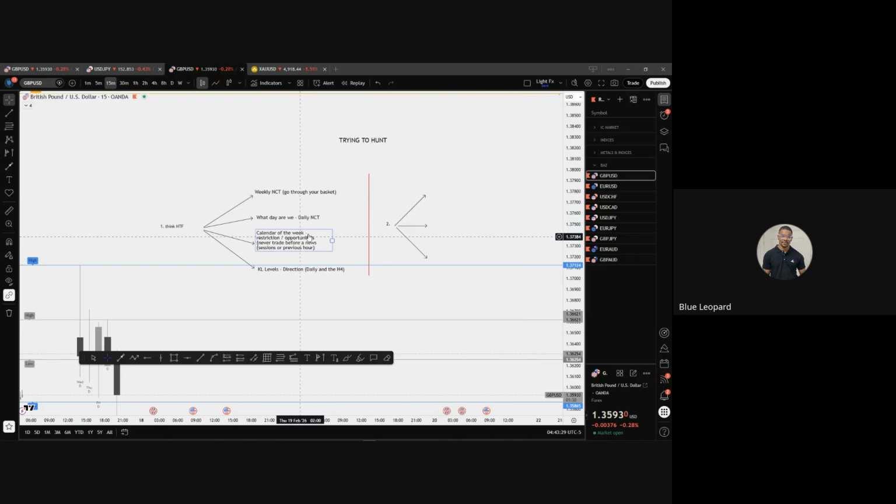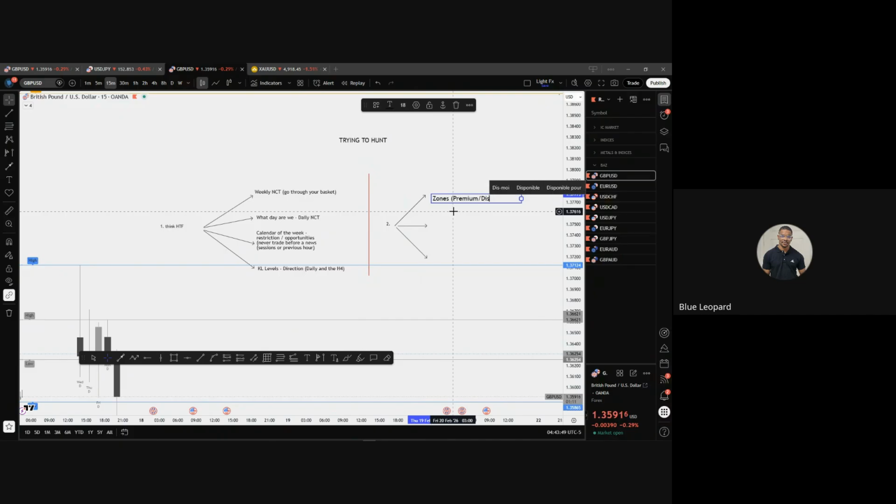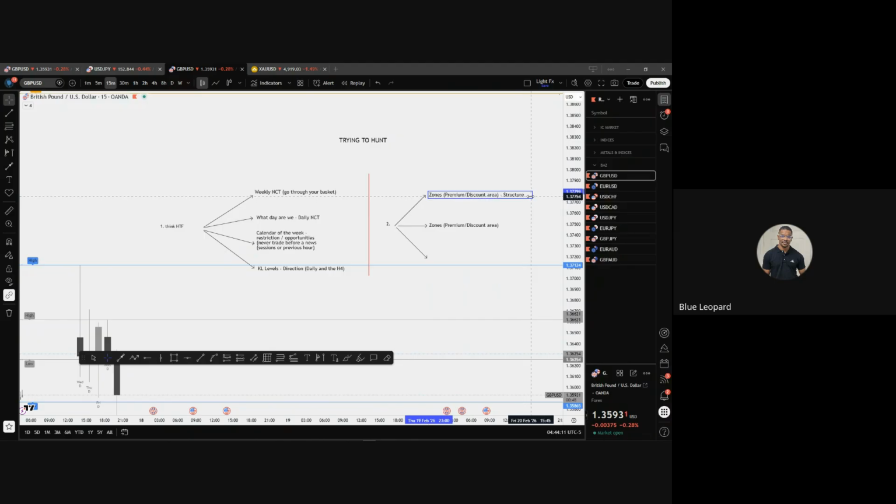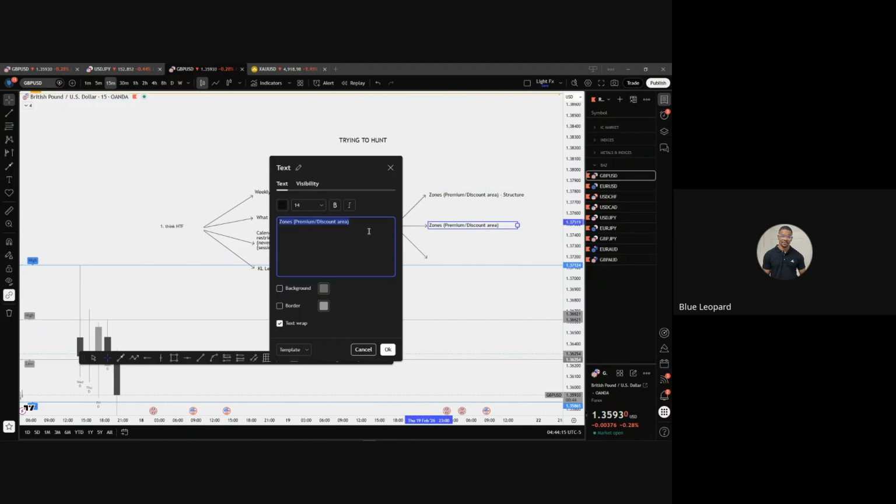You already know when not to enter. You already know where your price could react, the timing and the model. So now I'm going to write here the zones. Zones means what? You must be aware of the premium and discount area. This is just a synonym to understand your structure. If you understand your structure, then you can focus on liquidity.